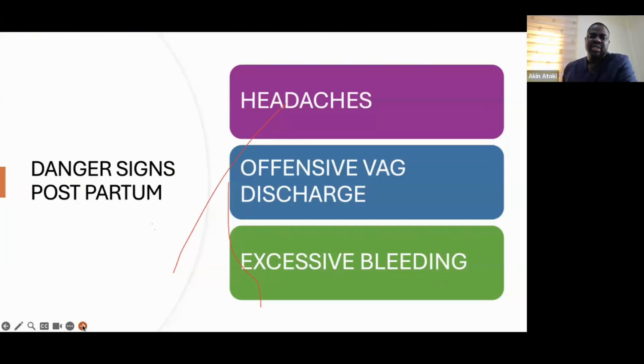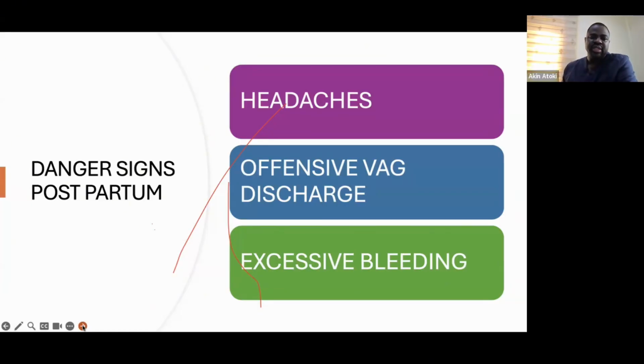In fact, gram-negative sepsis can sometimes require admission to an intensive care unit, if that person will survive. So take offensive vaginal discharge very seriously. When that happens, present to the hospital. It will be evaluated, tests will be done, and a scan will be done to check that there are no retained products, for instance.